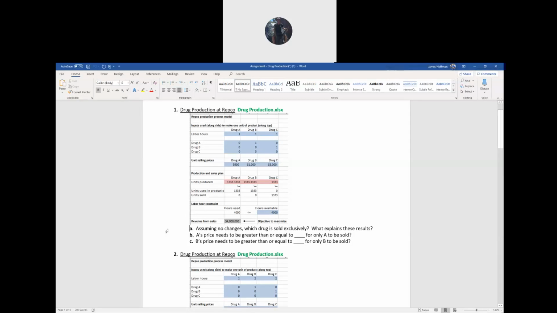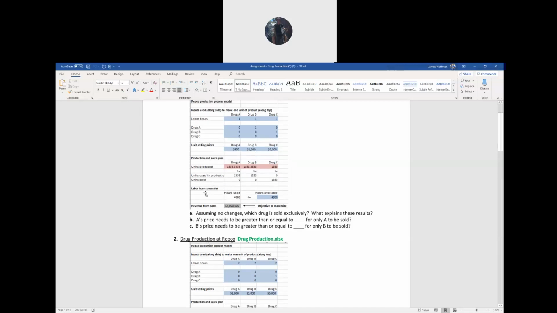Okay, so part A. Assuming no changes, which drug is sold exclusively and what explains these results? If you look, you'll see that this first part's easy. You just have to look at units sold, and you can see drug A, 0, drug B, 0, drug C, 1333. So clearly, we're not selling any drug A or drug B, only drug C.